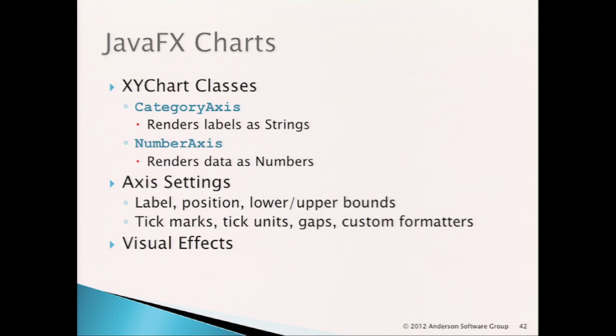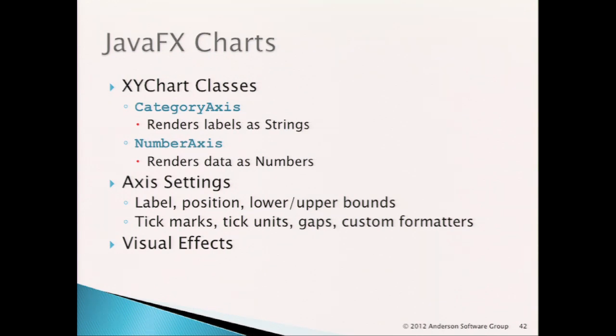Okay, now when you work with charts, you'll have to work with category axes and number axes. And a category axis is what you use that renders labels as strings, and a number axis will render data as numbers. Some XYCharts require a category axis for one axis and a number axis for the other. So we've got that listed for you when we look at some of the individual charts later on. Other XYCharts require number axes for both X and Y axes. So you'll have to refer to some of the API reference guides to figure that out. And of course, there's some books out there in JavaFX that tell you this stuff too.